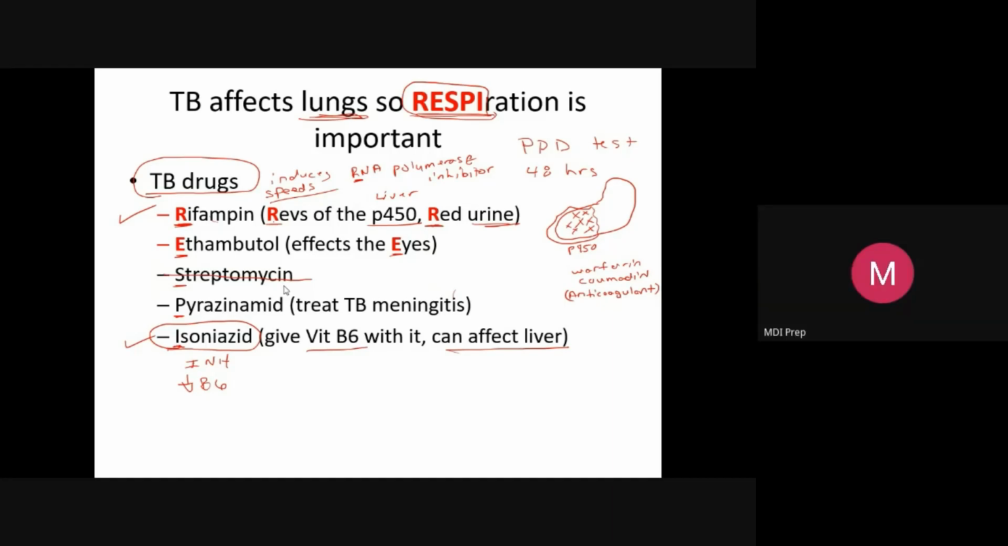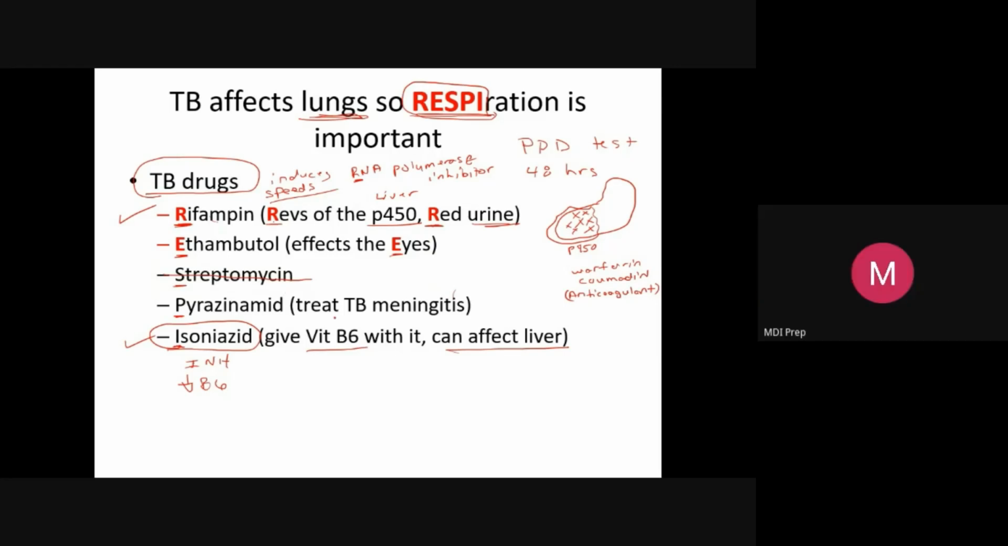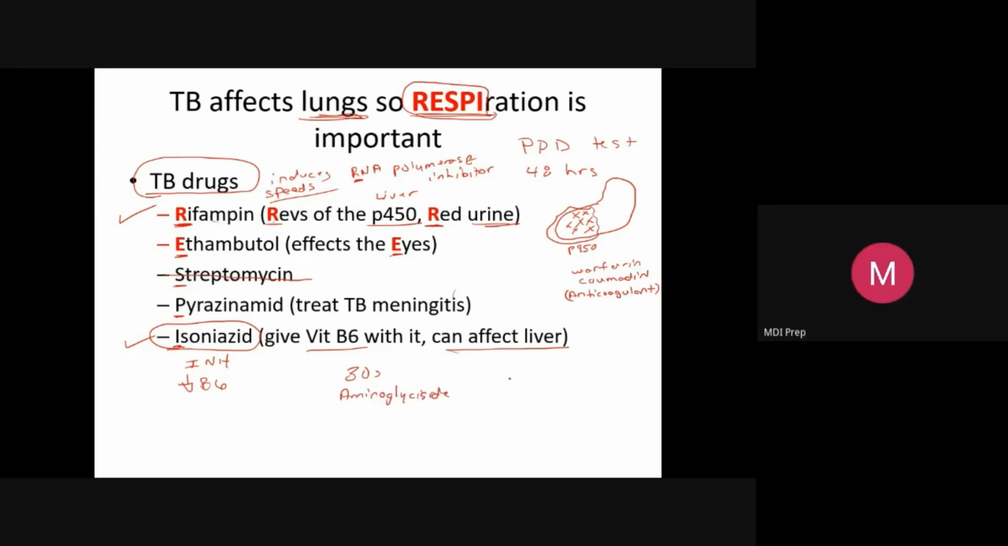How does streptomycin work? Streptomycin is the antibiotic that acts on the ribosomes. Which subunit? You remember 30S. I doubted whether it's 30, but it's for the 30S. That's right, because the 50S were your macrolides.